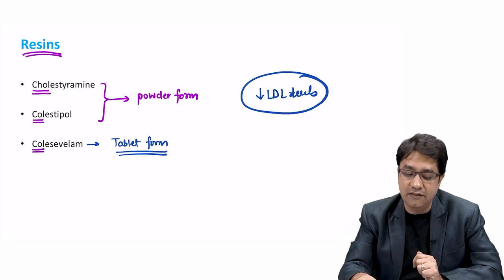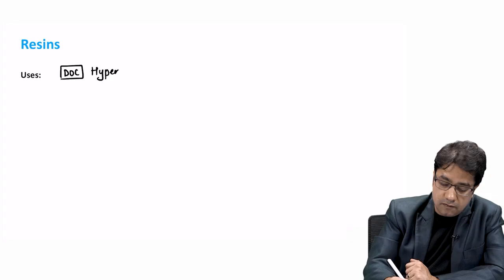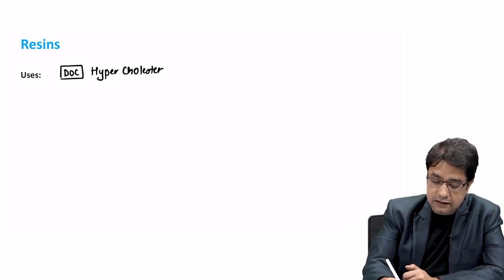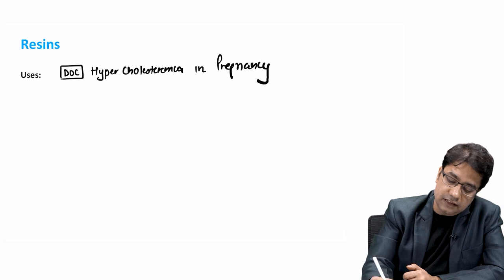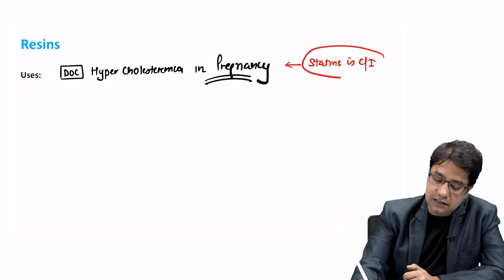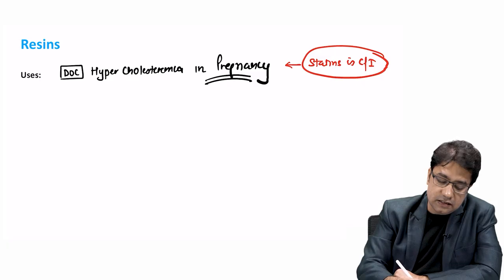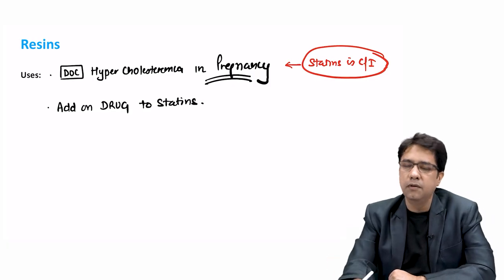So resins are absolutely safe in pregnancy. So resins are the drug of choice for hypercholesterolemia, or increase in cholesterol level, if it occurs in pregnancy, because in this condition statins are absolutely contraindicated. So this is the main place of resins. Apart from this, resins are given as an add-on drug to statins to further reduce blood LDL level.